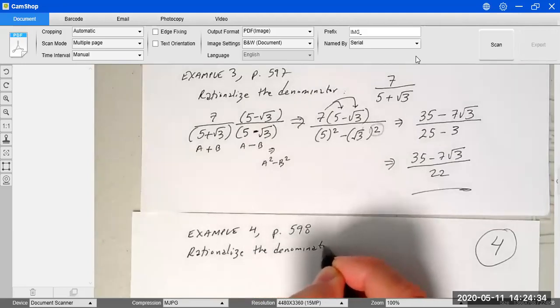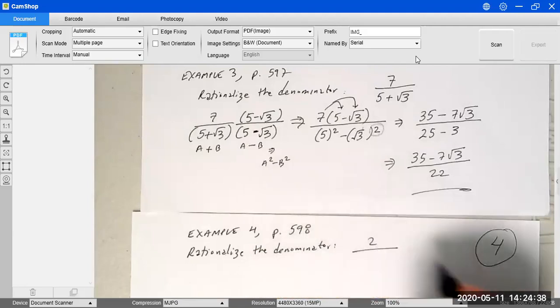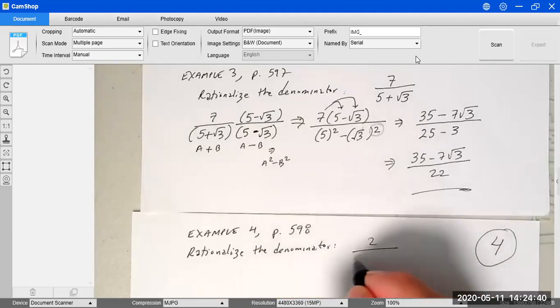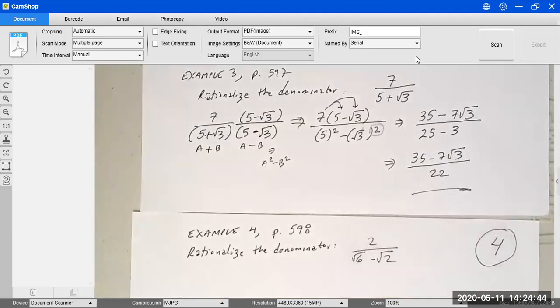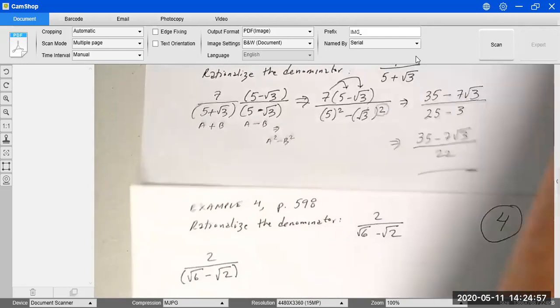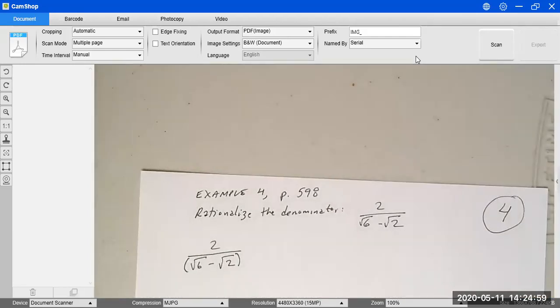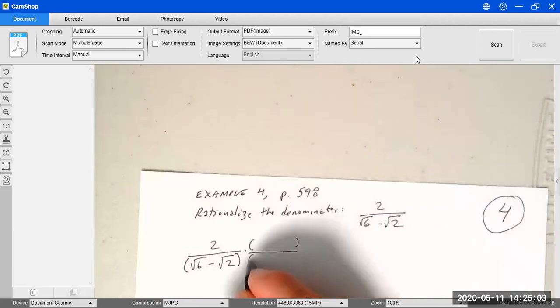And now my fraction is the following. So I have 2 over square root of 6 minus square root of 2. So we're going to write here our fraction. We're going to enclose the denominator in parentheses. And we're going to multiply both the numerator and the denominator by the conjugate of the denominator.